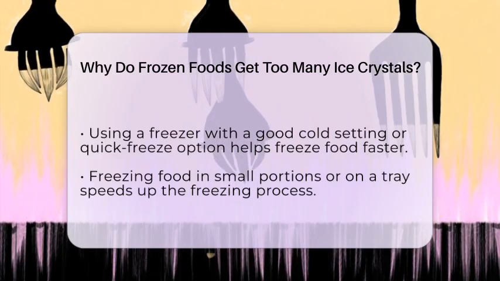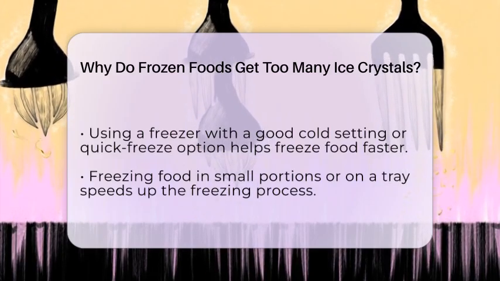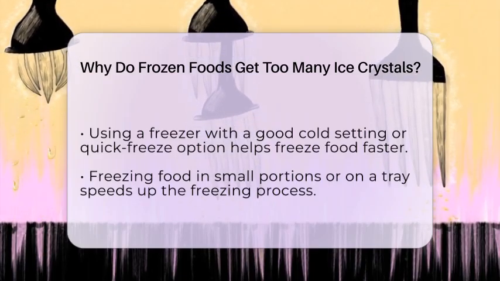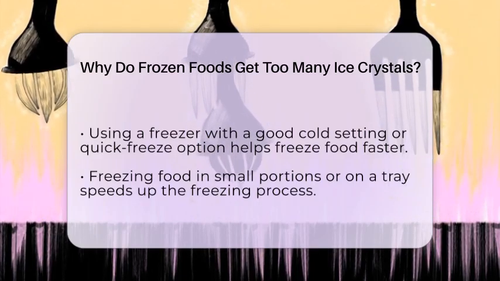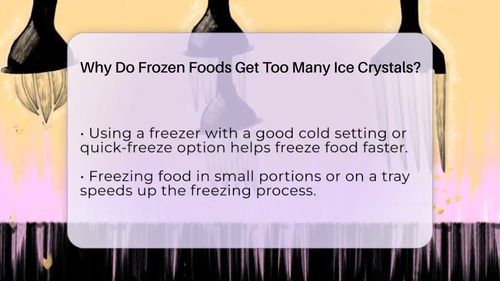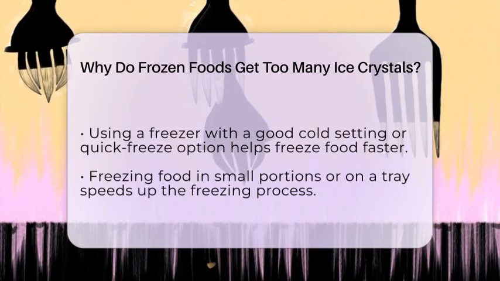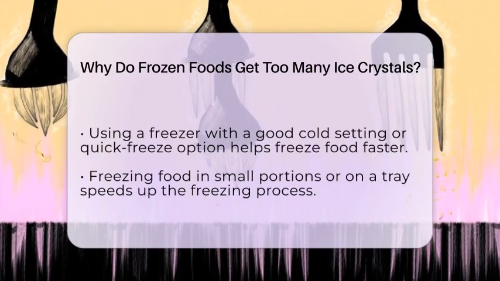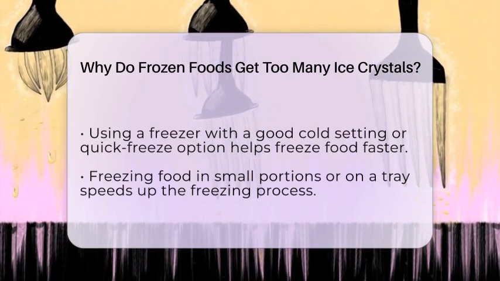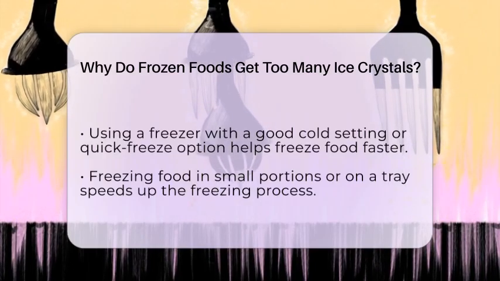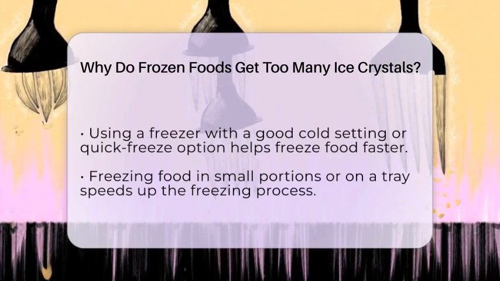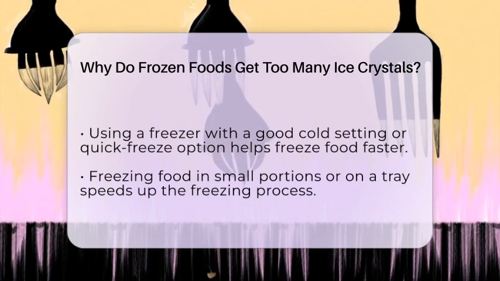Another factor is how you package your food. If food isn't wrapped tightly in airtight packaging, moisture can escape and then re-enter when the freezer warms slightly. This leads to more ice crystals forming on the surface. Using proper packaging, like freezer bags or airtight containers, helps keep moisture in and prevents excess ice buildup.